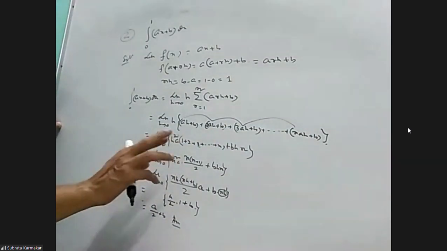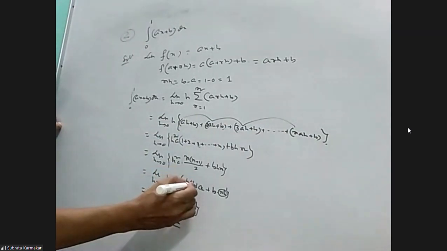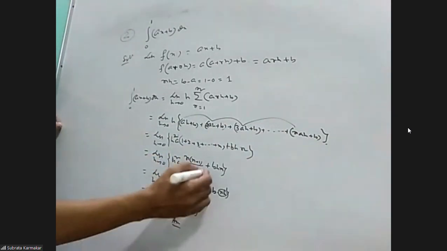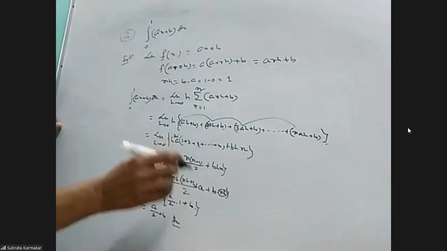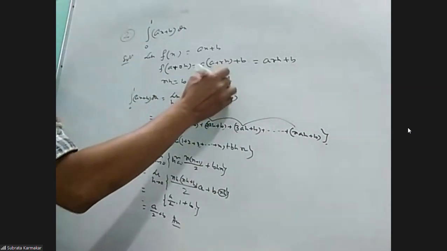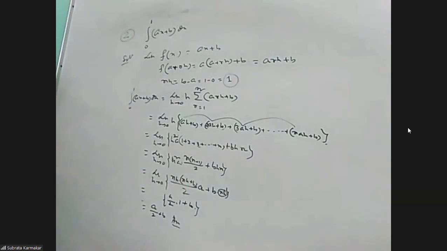This h you split into h into h. One h stays outside, n into h is nh, and another h you put inside the bracket, nh plus h, whole into a. This a is constant, and the remaining part is as it is, b into nh. Then wherever nh is there you put 1, already we calculated in the beginning nh is 1. And after that, wherever h is there you put 0. So a by 2 plus b. So the answer is a by 2 plus b.